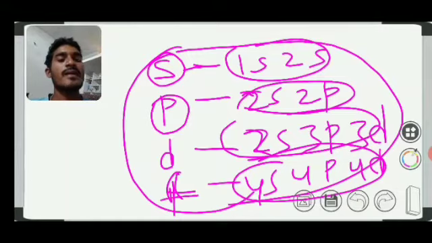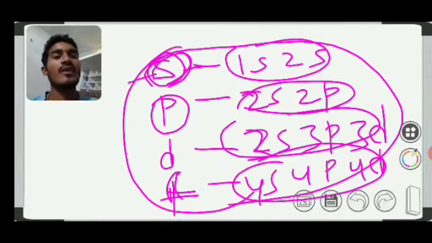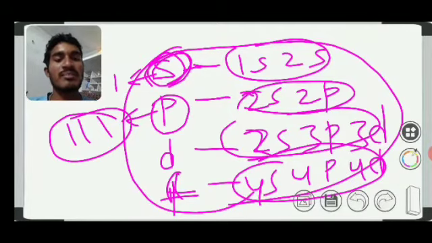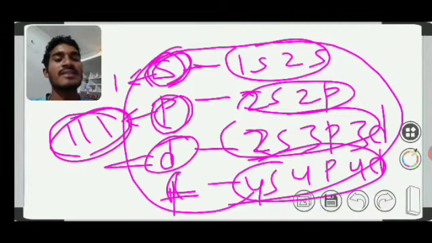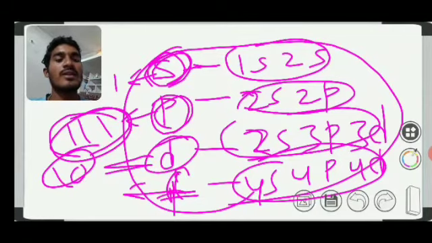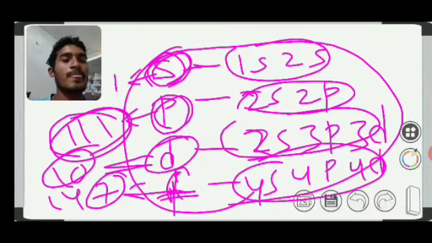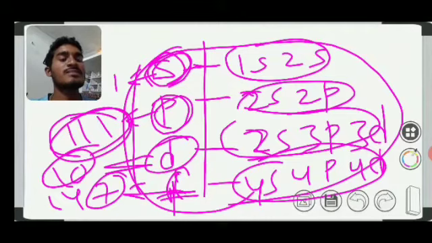In the s orbital we have only 2 electrons. In the p orbitals we have 3 pairs, equal to 6 electrons, as I told you in the previous class. The d orbitals have 5 pairs, equal to 10 electrons, and the f orbitals have 7 pairs, equal to 14 electrons.